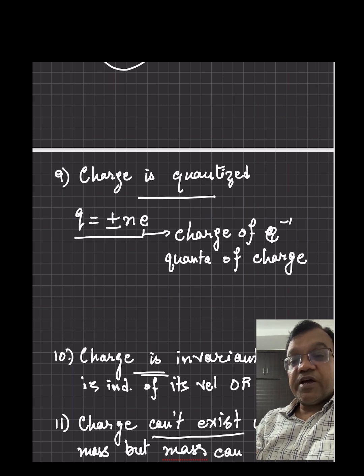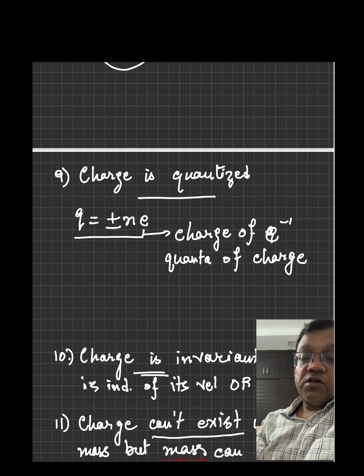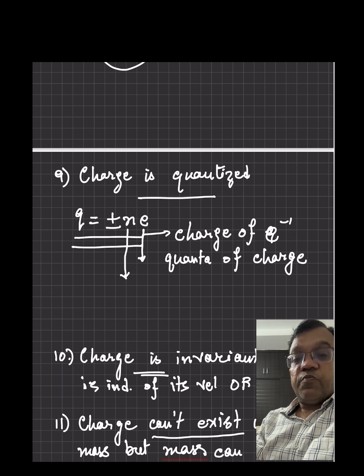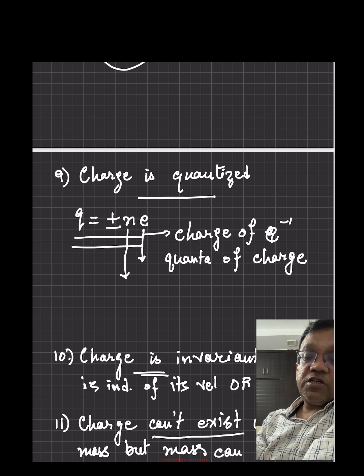Charge is due to excess or deficiency of electrons, and the electron carries some charge. So if I have removed 2 electrons from the body, then it has a deficiency of 2 electronic charges. If I remove 2000 electrons, it has a deficiency of 2000 electronic charges. So it means the charge on any body is plus minus Ne, where e is the charge of the electron and n is an integer. So we cannot remove 1.5 electrons. So we are saying charge is quantized and it is going to be plus minus Ne.